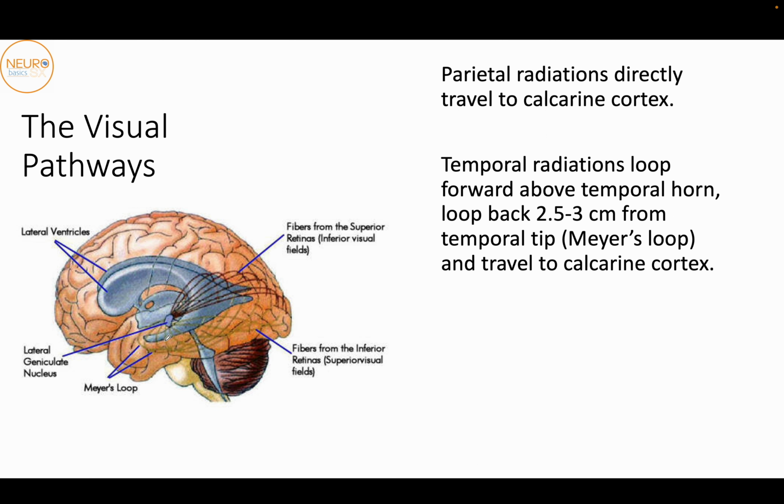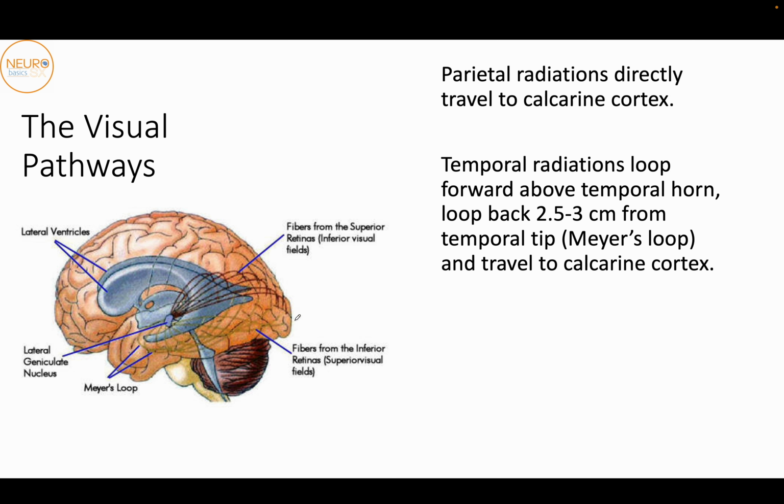Follow the roof of the temporal horn and run back to the visual cortex. So there's a direct pathway from the optic peduncle to the visual cortex for the parietal fibers, but the temporal fibers will take a bit of a detour, wrap around the superior roof of the temporal horn, form a Meyer's loop over here, and come back and enter the visual cortex.